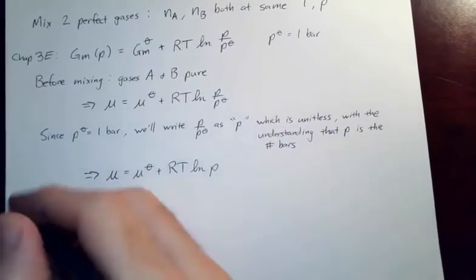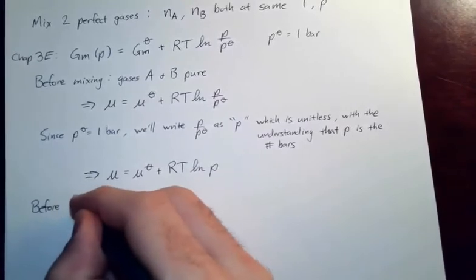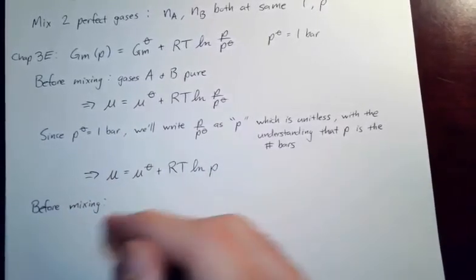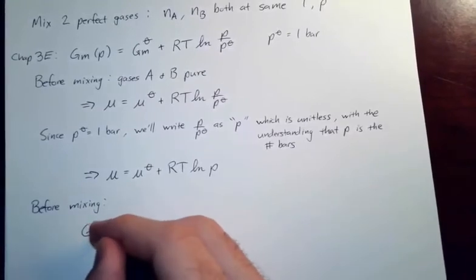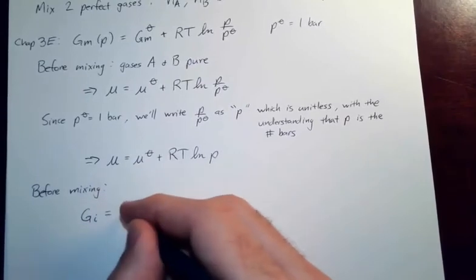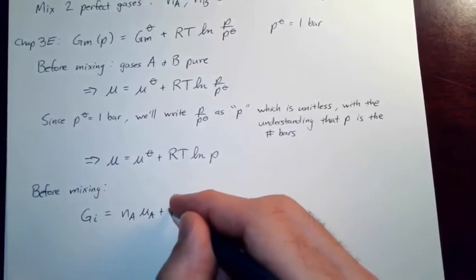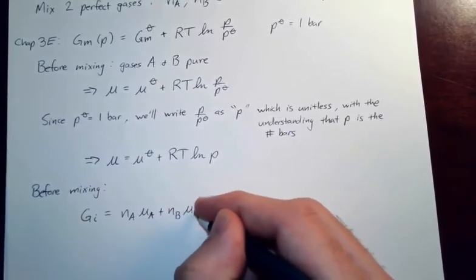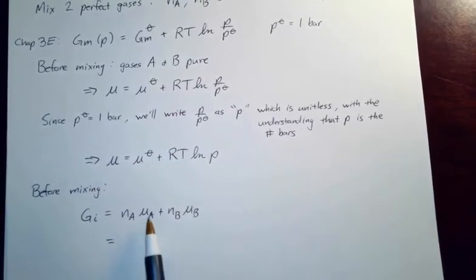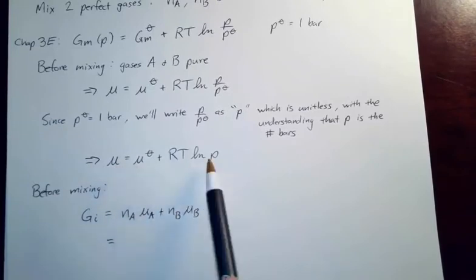Okay, so let's calculate the Gibbs energy before mixing. Before mixing, I'm going to have some initial Gibbs energy, and I'm using this equation that I just wrote down above. For these mu's, I'm going to use this equation because right now the mu's are for pure substances, so I can use this equation.